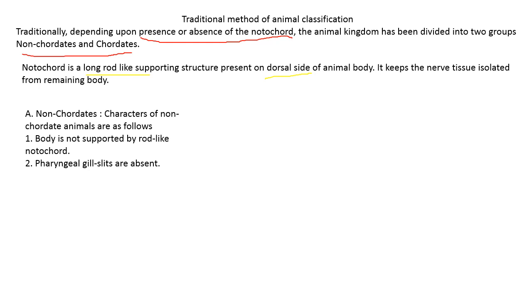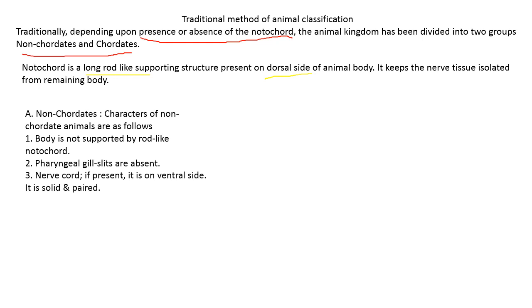So here in the non-chordates, pharyngeal gill slits are absent. Nerve cord, if present, is on the ventral side, it is solid and paired. And if a nerve cord is present, nerve cord means it is going to conduct the nerves, correct?